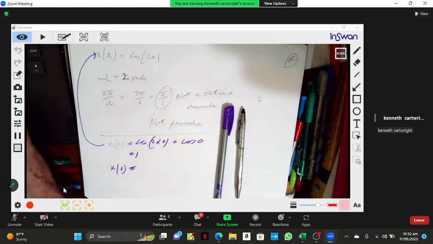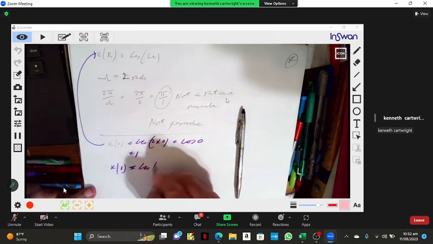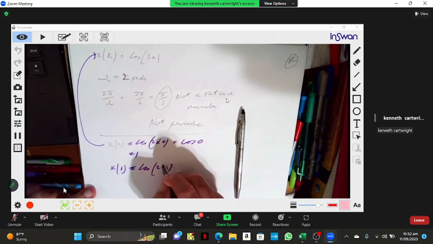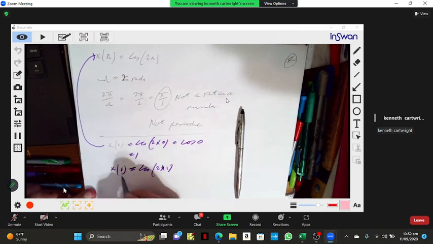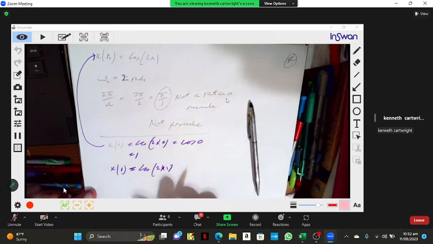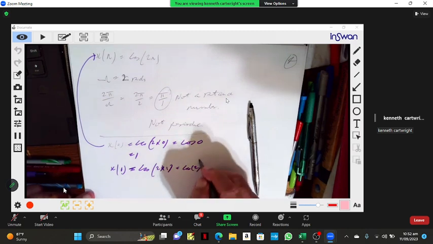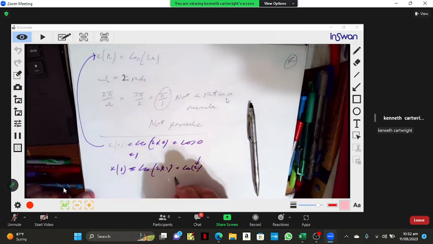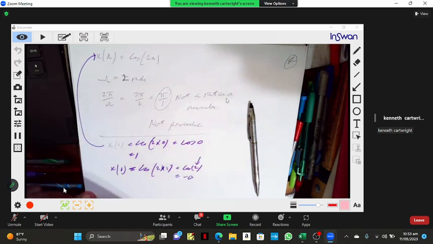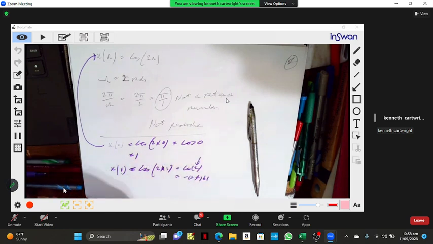All right, please pay attention. X of 1 is cosine 2 times 1. This means n equals 1, so where you see n, put 1. So this is cosine 2. And cosine of 2, remember this is in radians. Cosine 2 is negative 0.4161.